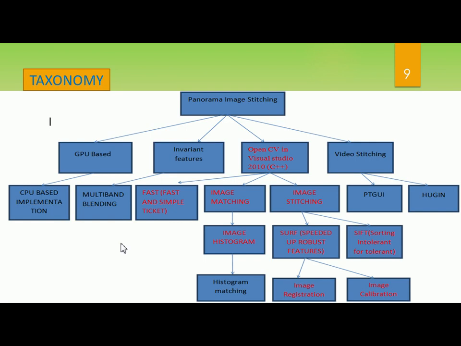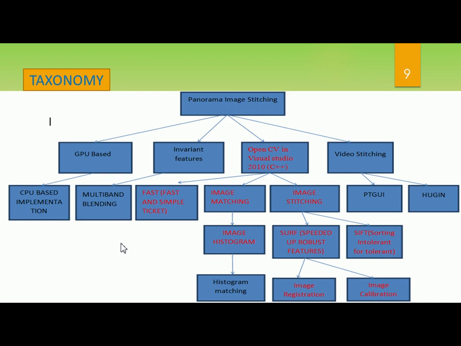This is my taxonomy, and panoramic image stitching uses many features. In this I am using OpenCV in Visual Studio, with image matching and histogram matching, and I use SURF, Speeded Up Robust Features, in this thesis. That's it. Thank you.